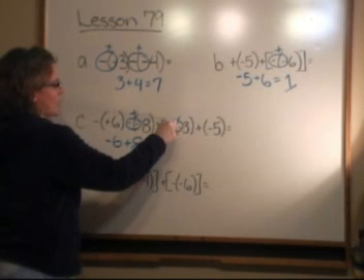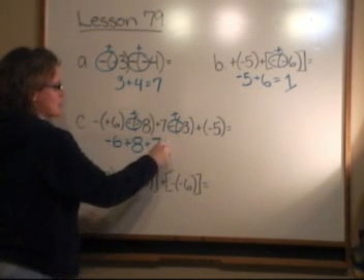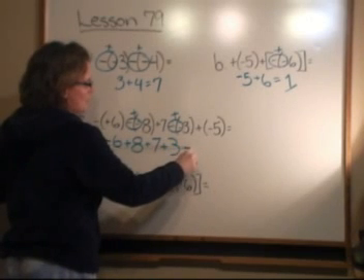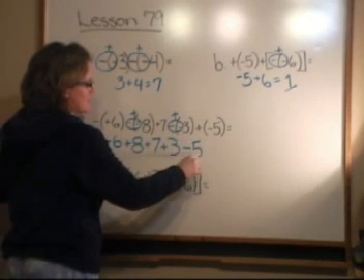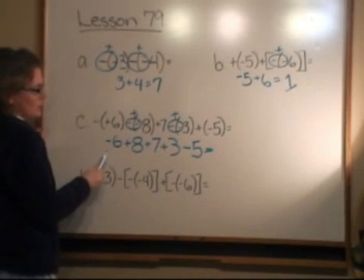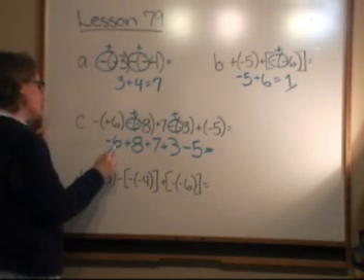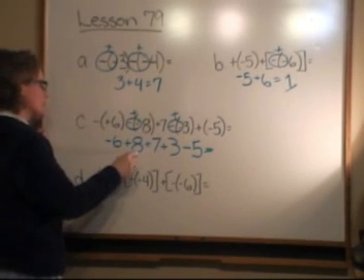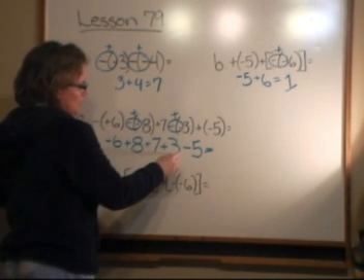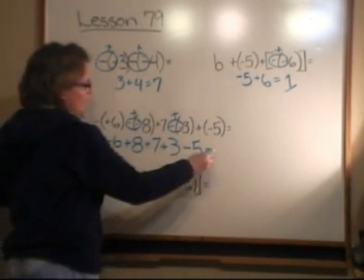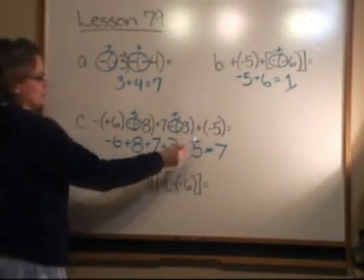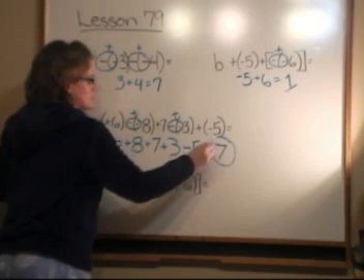Negative 3. Yay. Turn that into a positive 3. Plus negative 5 is the same thing as subtracting 5. Equals. All right, so we know how to do this. I'll try and do it quickly. So negative 6 plus 8 is a positive 2. Plus 7 is 9. 9 plus 3 is 12. Minus 5. 12 minus 5 is 7.